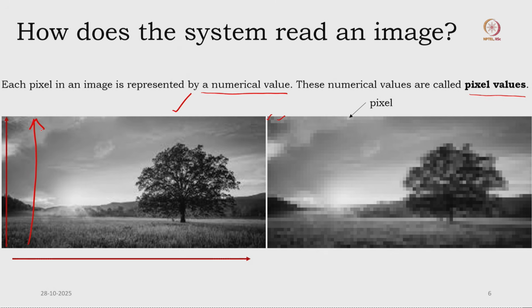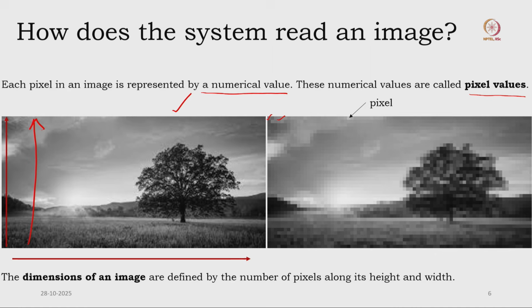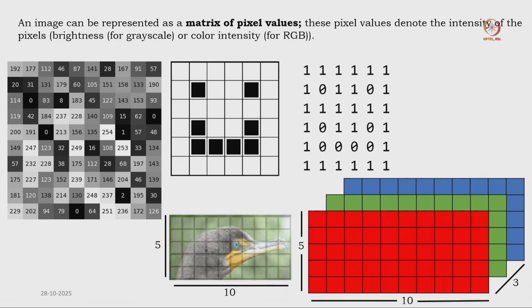So, what exactly is this dimension? The dimension of an image is defined by the number of pixels along its height and width. So, how many rows are there and how many columns are there? This is how we define the dimension of an image.